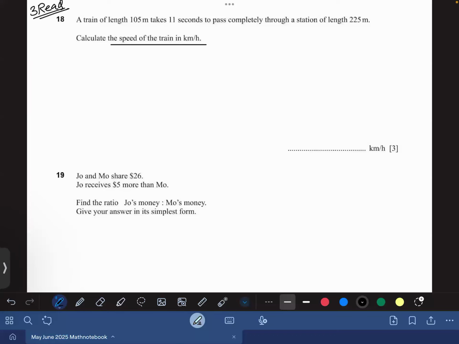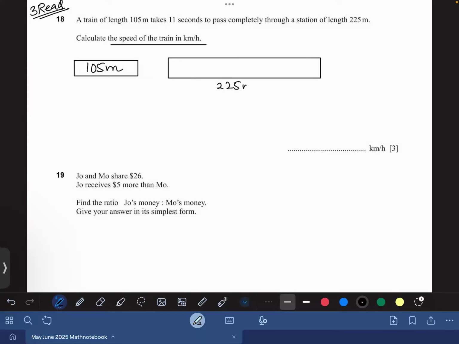A train of 105 meters, ठीक है, 105 मीटर का एक ट्रेन है, like that. It takes 11 seconds to completely pass through a station of length 225. For example, this is station and length of the station is 225 meters. ठीक है बेटा Vadan, understood? जी जी. It takes 11 seconds to completely pass through the station. So Vadan, you can see one thing. Vadan, this is train. Vadan, can you hear me? यस यस सर, आई कैन हियर यू. Okay.